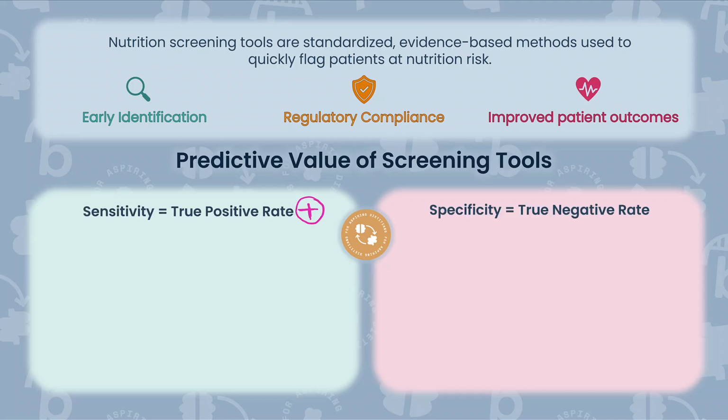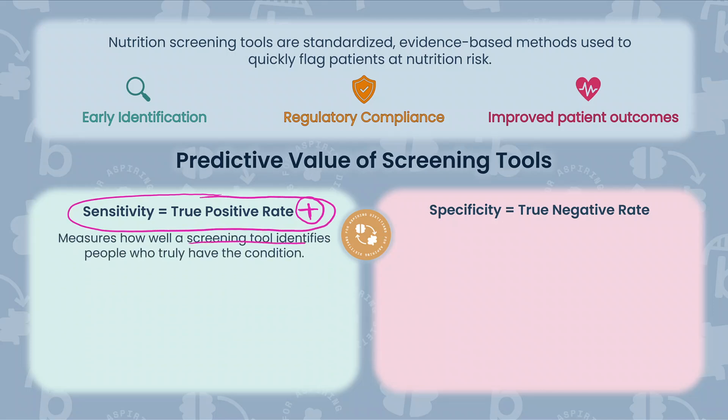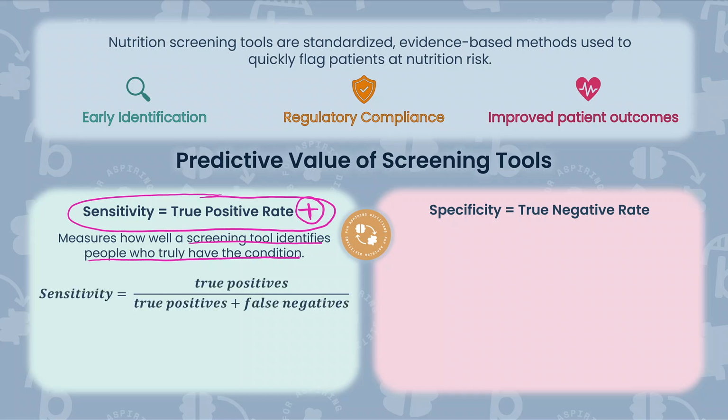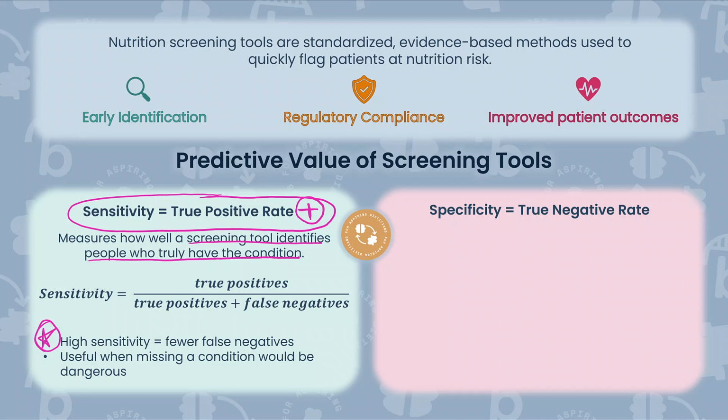Sensitivity is the true positive rate, meaning it measures how well a tool identifies individuals who truly have the condition. A high sensitivity means there are fewer false negatives. So a test with high sensitivity is valuable when missing a diagnosis could delay treatment or worsen outcomes.